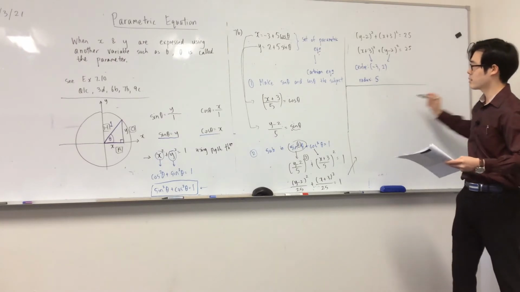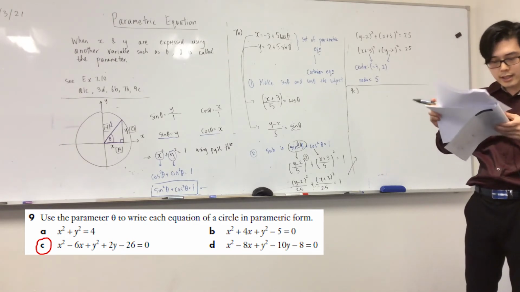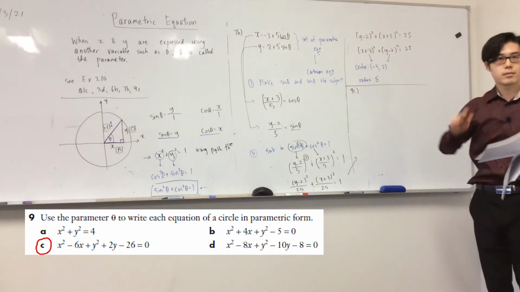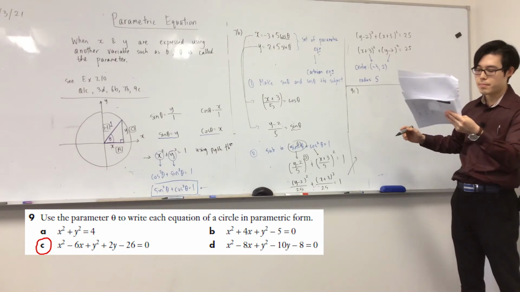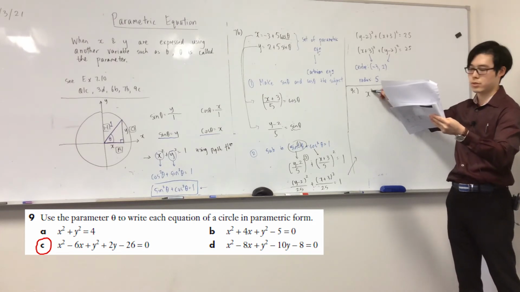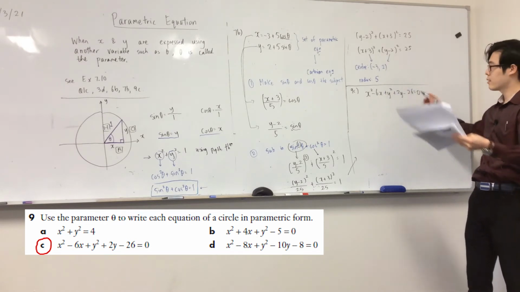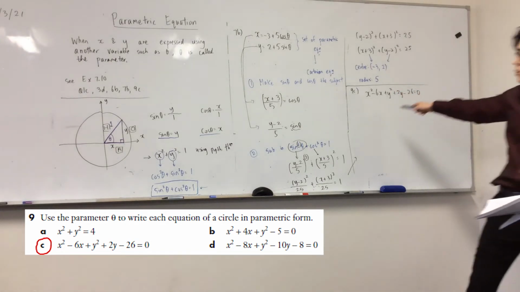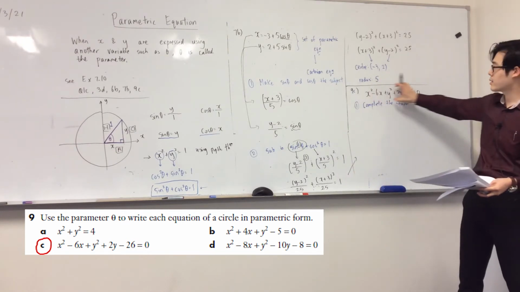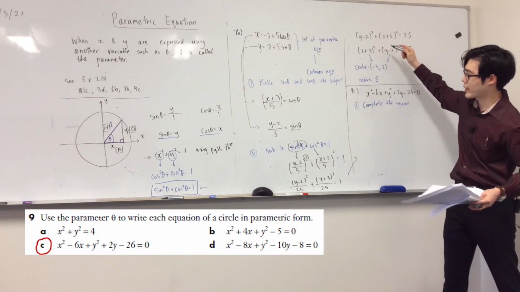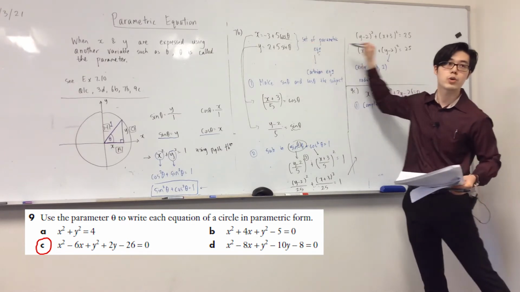So knowing how to do this, now let's have a look at 9C, where we have to go backwards. So in 9C, before I move on, any question about that? All good? All right. Use the parameter theta to write each equation of a circle in parametric form. So they want you to go backwards. So they've given you the equation of a circle in Cartesian form. Okay? They've just given you that. They want you to put it back in these two forms. Because what we're essentially doing is we want to get this equation into this form so we can get it into this form so we can then separate it into these two forms and then here. So we're going backwards, right?